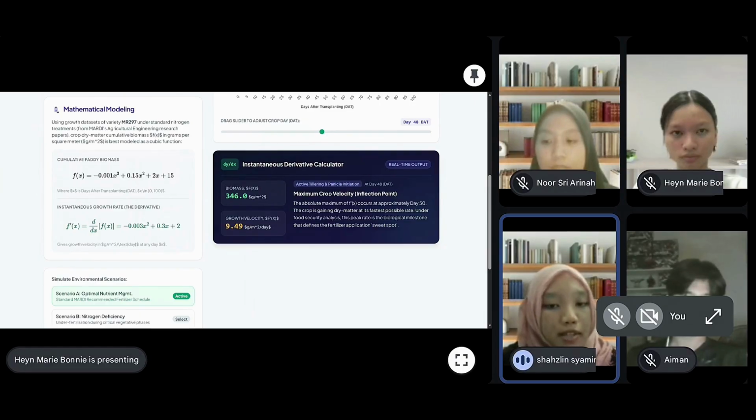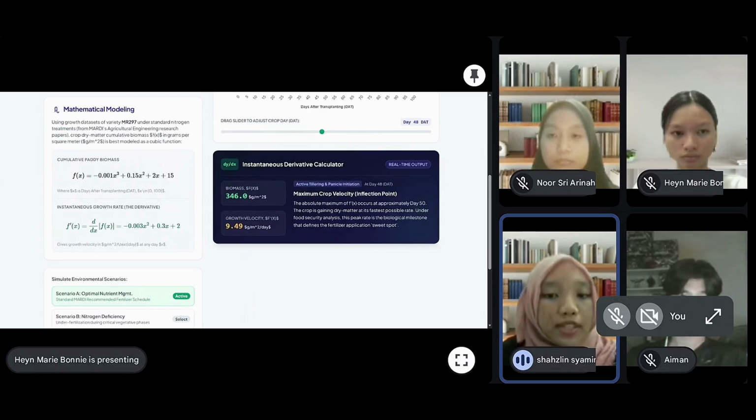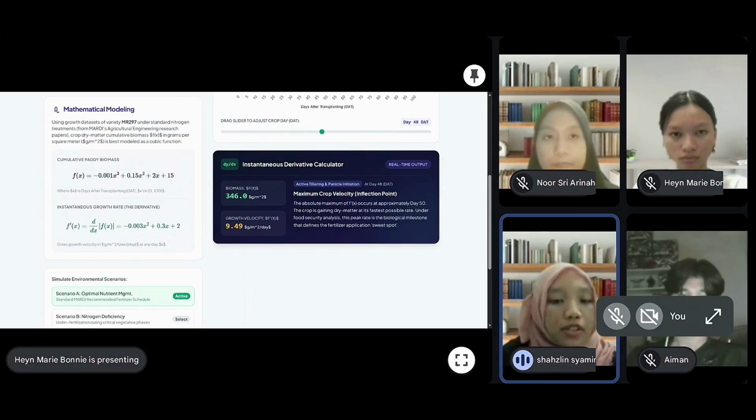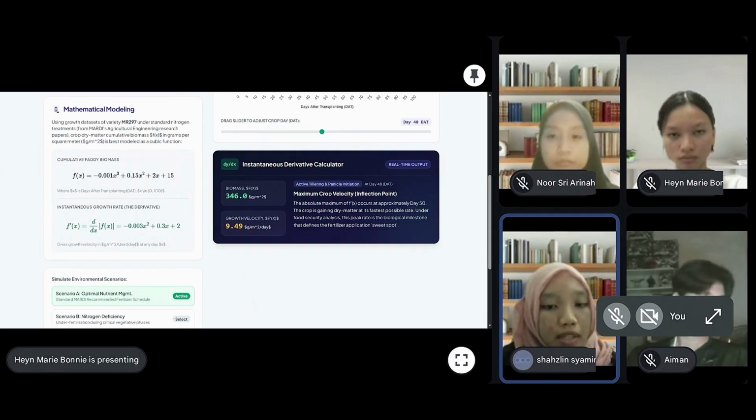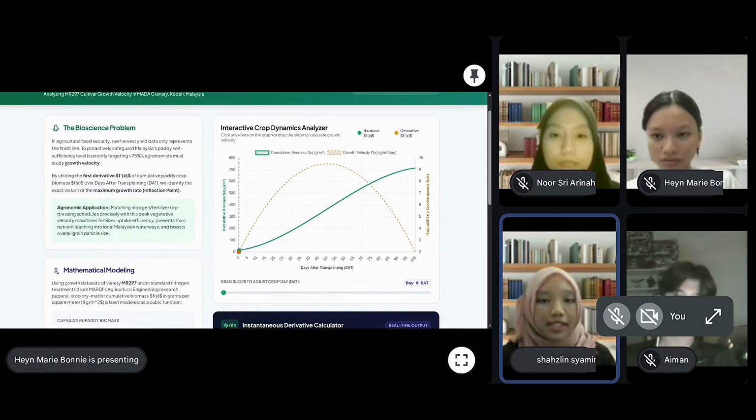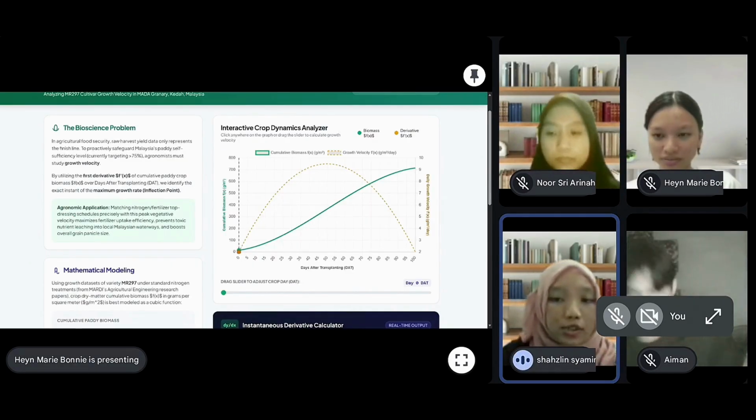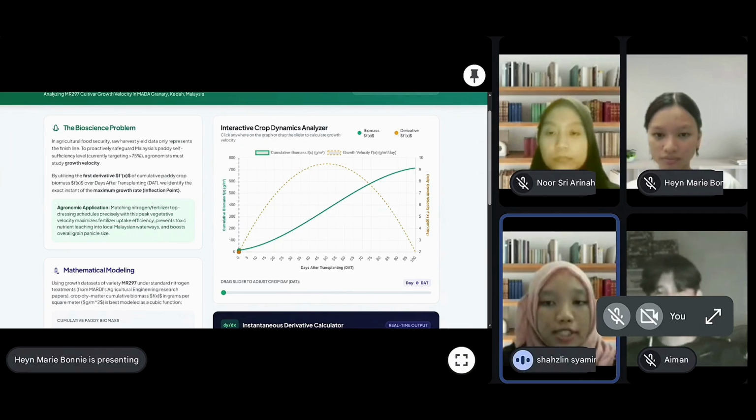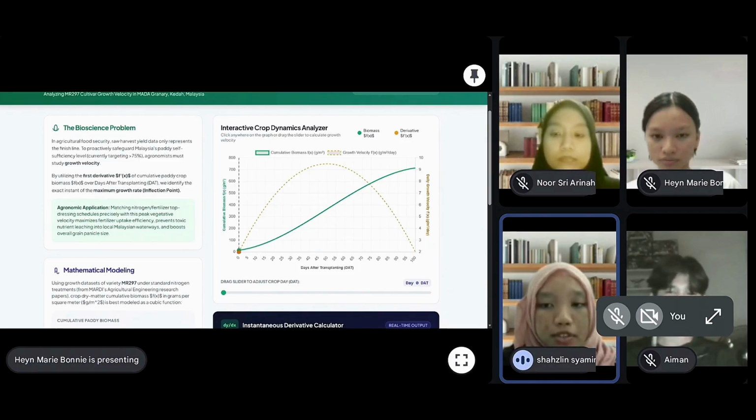By applying calculus rules to find the instantaneous growth rate, we derive the first derivative function. This derivative equation gives us the exact growth velocity in grams per square meter per day at any given day x. There are 3 scenarios, but I will just go with scenario A. Now let's deeply analyze the live dynamic data for scenario A, optimal nutrient management.